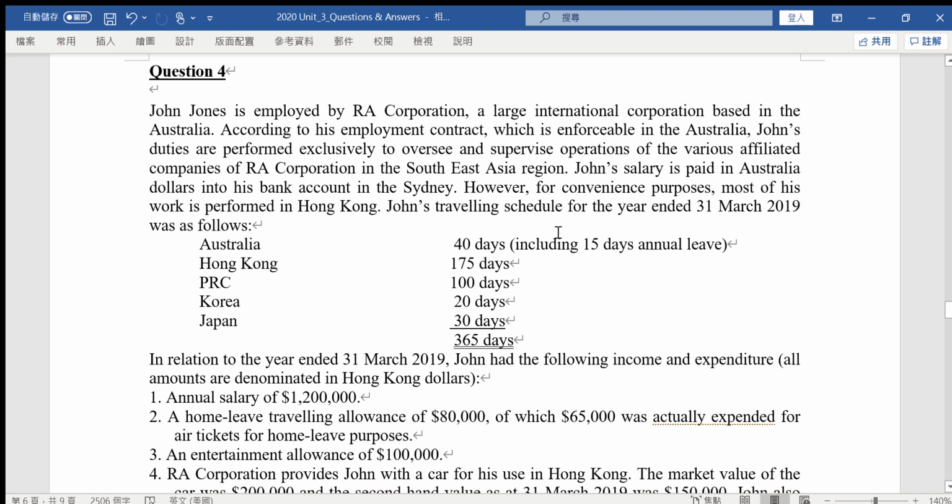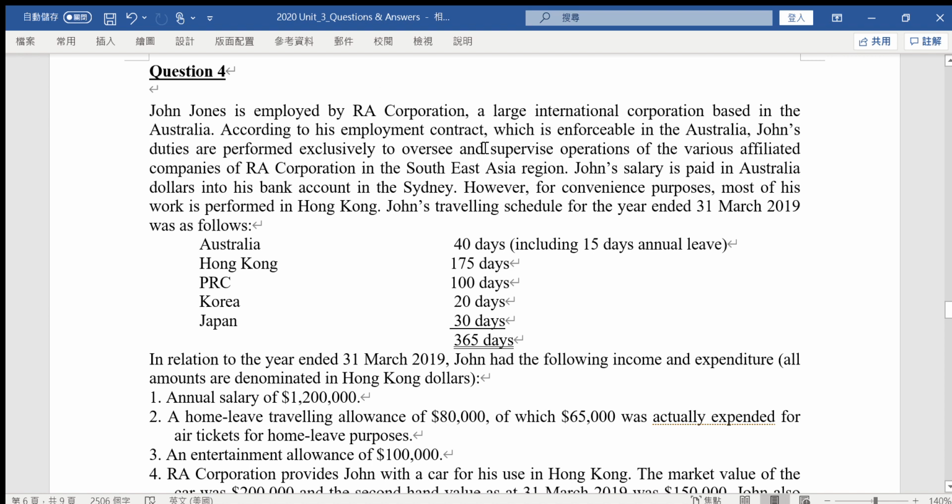The fourth one is about John Jones, being employed by RA Corporation, a large international corporation based in Australia. According to his employment contract, it is enforceable in Australia. John's duties are performed exclusively to oversee and supervise operations of various affiliate companies of the RA Corporation in Southeast Asia. That's why it's so straightforward. By looking at that, John should have a foreign source of employment.